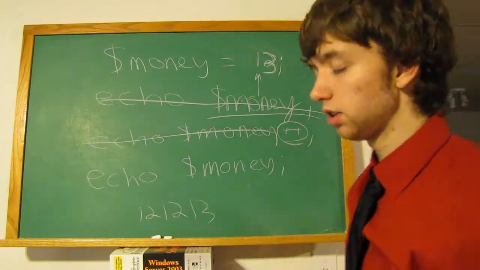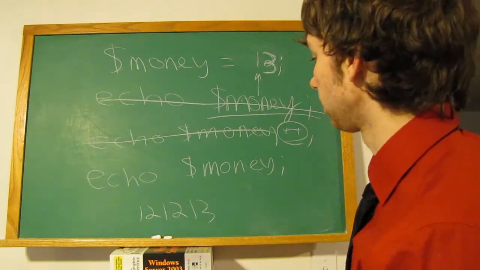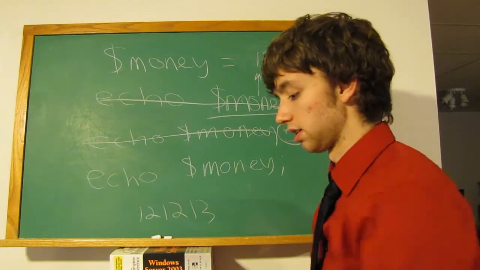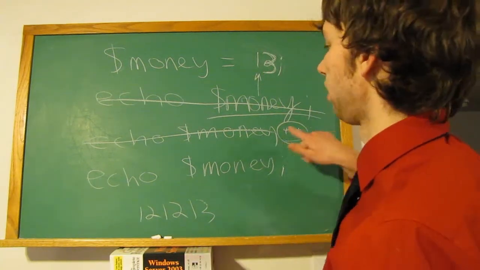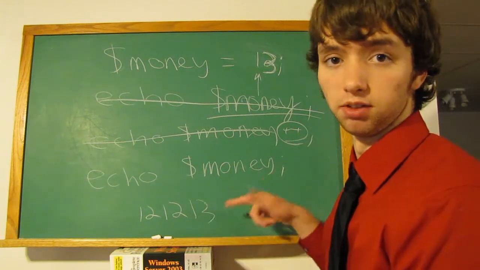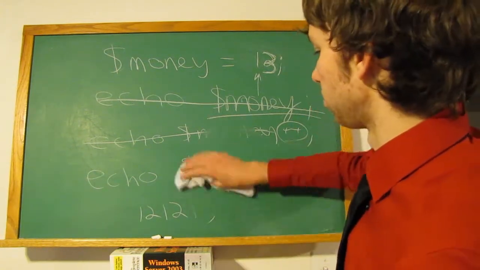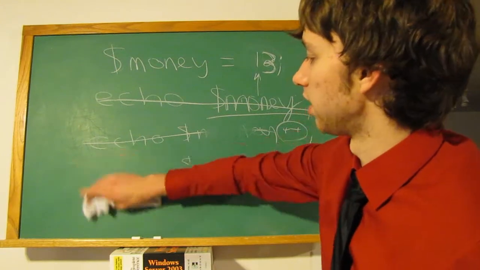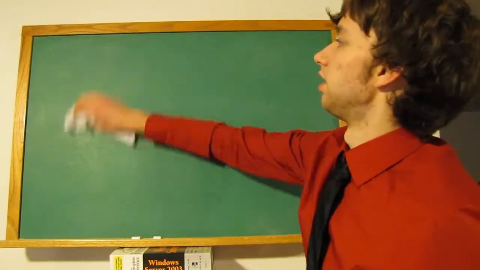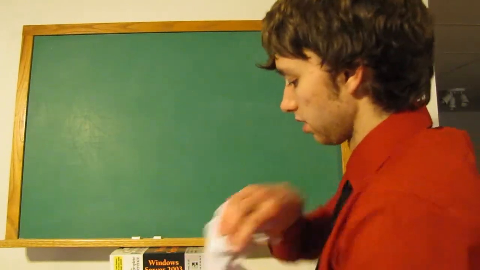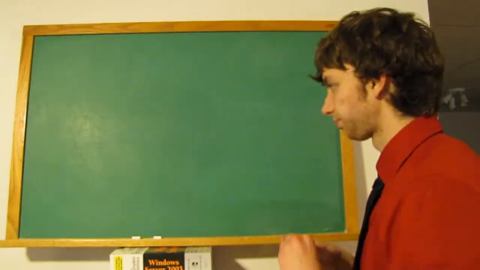So hopefully that clearly demonstrates incrementing, and obviously decrementing is pretty much the same way, except it goes down instead of up. So if this was money minus minus, it would be 12, 12, 11. Pretty simple. So those are two very important things you will need to know about in PHP. And another way to think about it is, if it's confusing you still, just think of it like this.